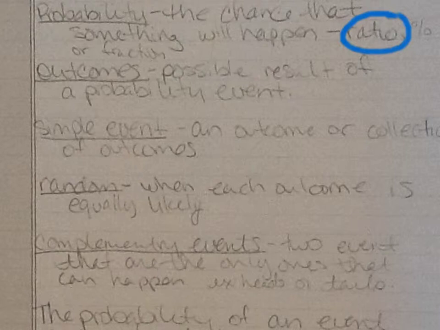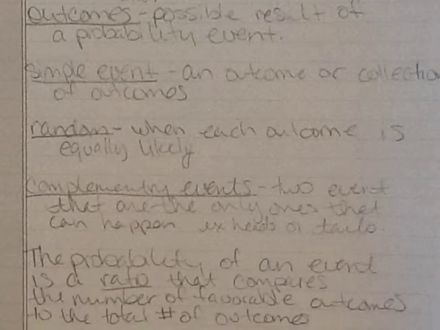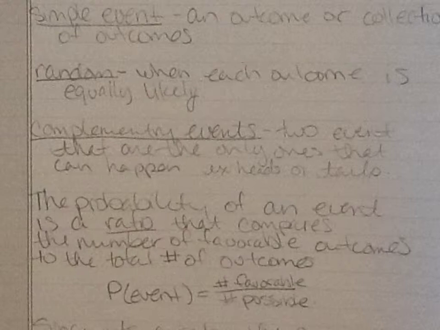An outcome is a possible result of a probability event. So if we're rolling a die, there are several different outcomes. We can roll a 1, we can roll a 2, we can roll a 3. Those are all different outcomes. A simple event is an outcome or a collection of outcomes. And random is when each outcome is equally likely. So, for example, for the outcomes to be equally likely, we would have a fair number cube or a fair coin. It is just as likely to land on a heads as a tails, as a 1 or 2 or 3 or 4, etc.